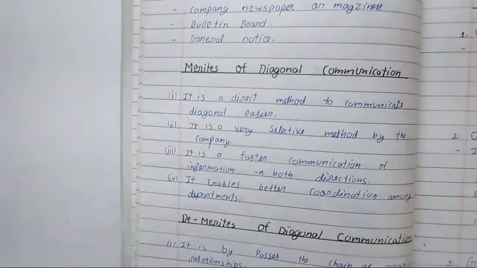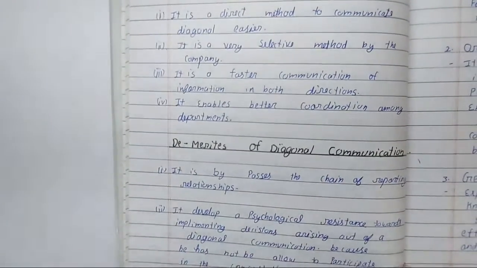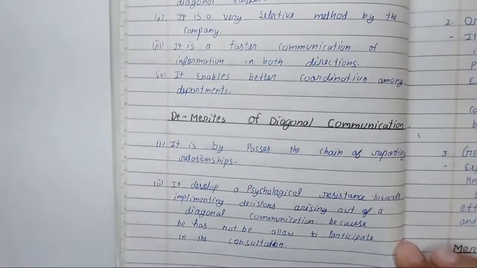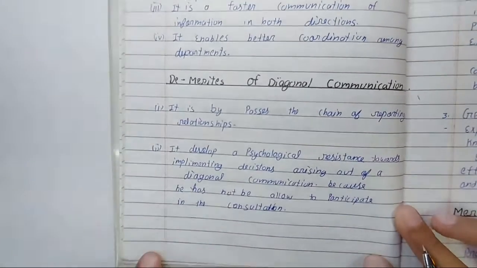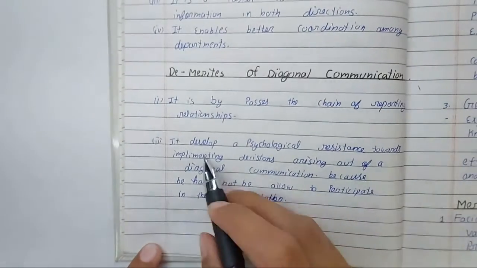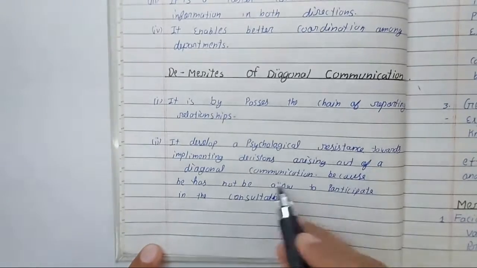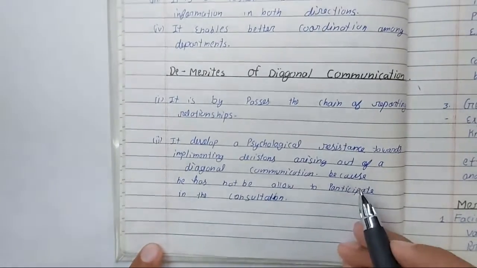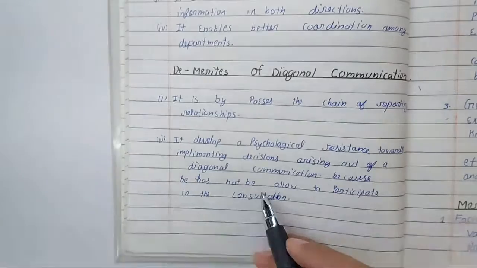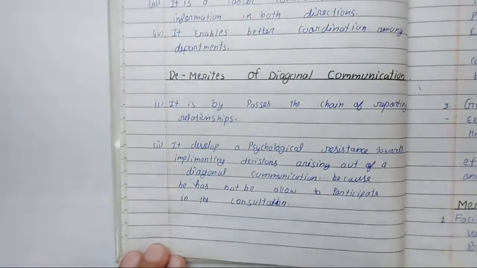Demerits of diagonal communication. First one, it bypasses the chain of reporting relationship. Second, it develops a psychological resistance toward implementing decisions arising out of a diagonal communication because he has not been allowed to participate in the consultation.